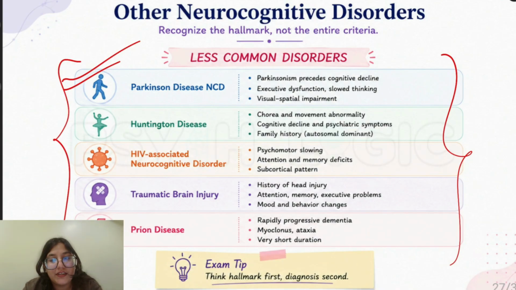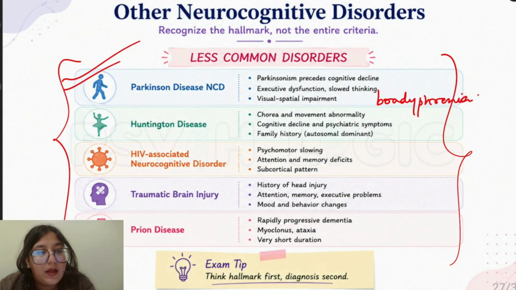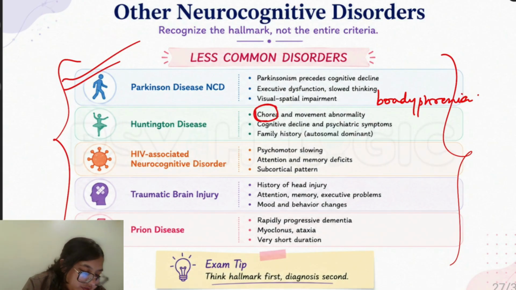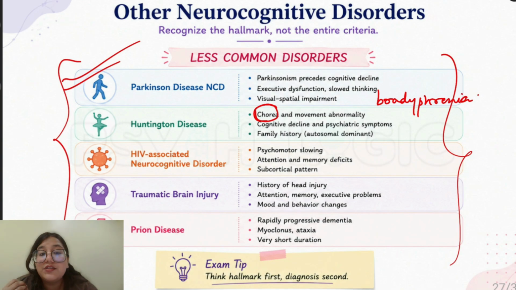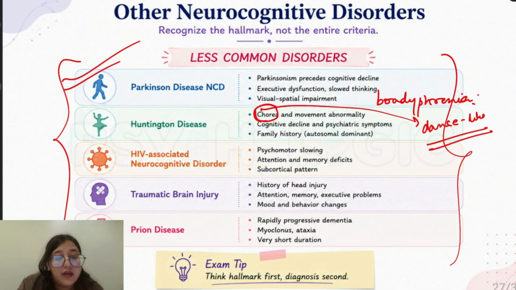Okay. And later on, they can also develop executive dysfunctioning, like difficulty planning, organizing, multitasking, things like that. Their thinking even becomes slower, known as bradyphrenia. Okay. Then comes Huntington's disease. Huntington's disease, the hallmark feature that you need to remember is chorea. What is chorea? It is rapid, irregular, dance like involuntary movements. Remember, chorea is dance like involuntary movements. Okay, dance like.